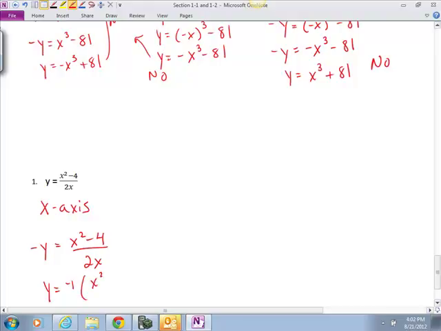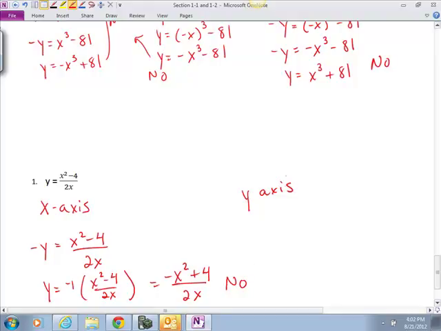-1 times all of this. Which really just goes onto just the numerator. So this is -x squared plus 4 is another way to think of that, divided by 2x. And that is not the same. It's not the same as what you started with. So you don't have exactly the same.